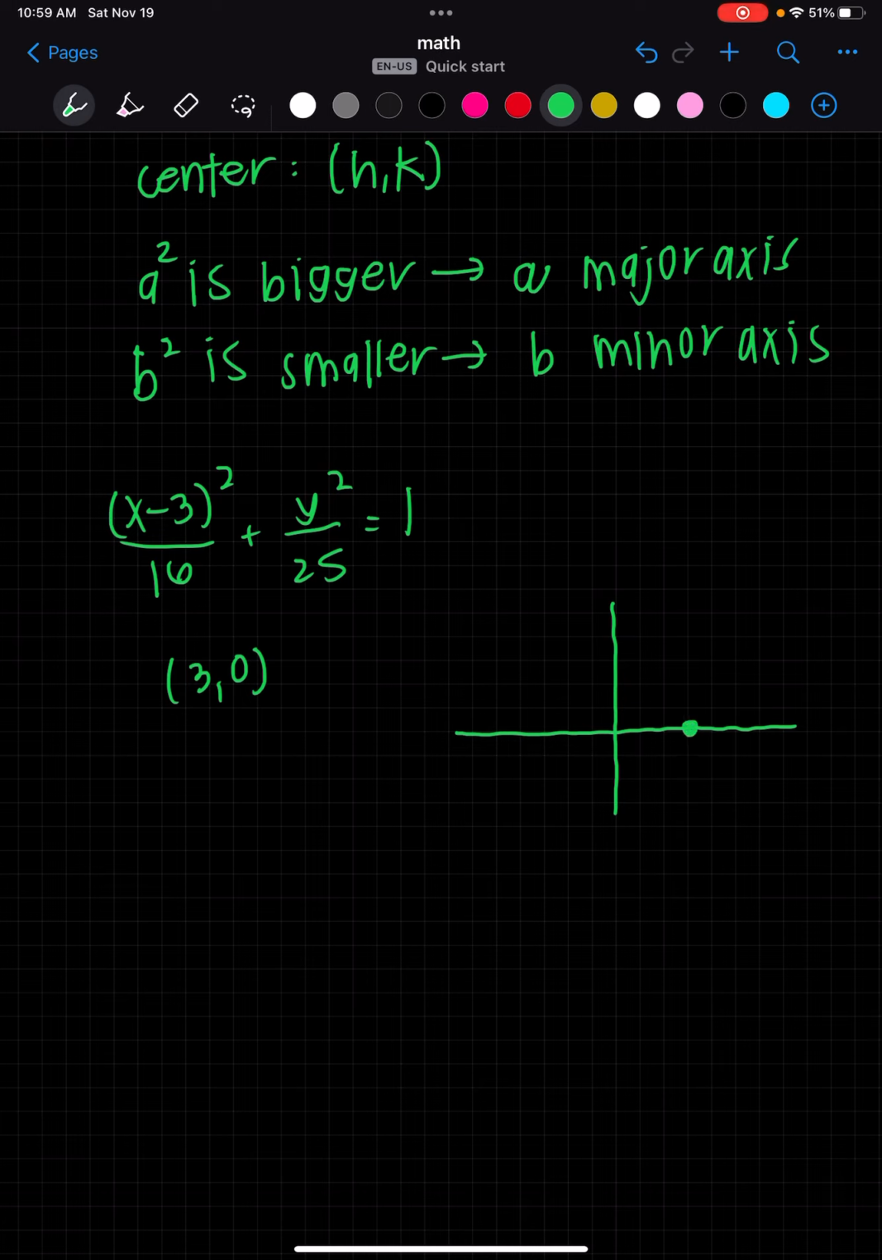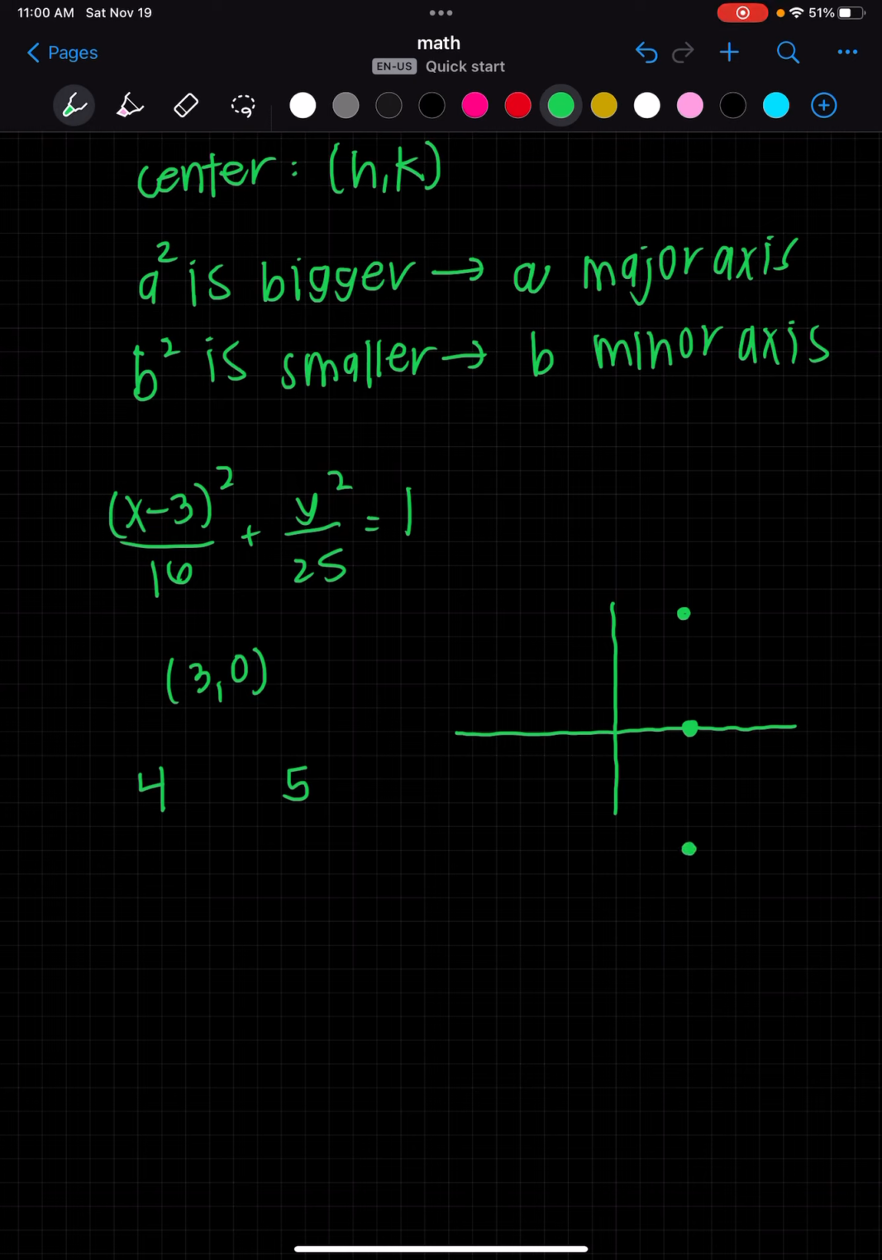Then what I do is I take the bottoms of the fractions and I square root them. So under the x is 16, the square root of 16 would be 4, and under the y is 25, the square root of 25 would be 5. Do you see how the y has the bigger number? What that tells me is that I'm going to go 5 up and 5 down from my center. So 1, 2, 3, 4, 5. 1, 2, 3, 4, 5.